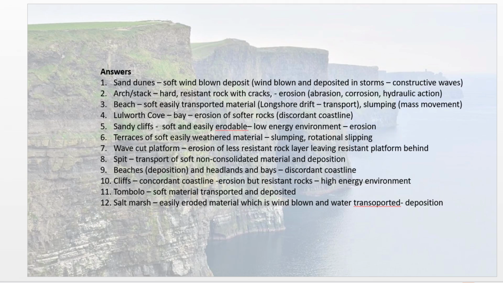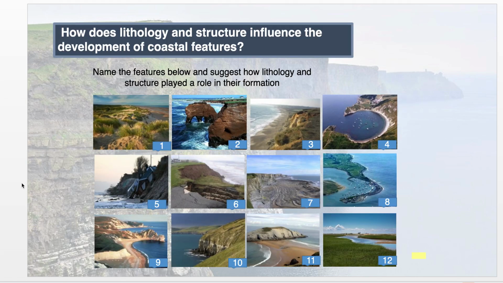So you hopefully have managed to have a go at naming those 12 images and describing the features and how they might have formed. Here's a very quick summary answer. You may not be familiar with number 11, a tombolo. So number 11 here is a picture of a tombolo. This is a resistant rock here, and the tombolo stretches between the mainland, which is over here, and the island. That's what a tombolo is. But we'll come on to that when we look in future lessons at depositional features.